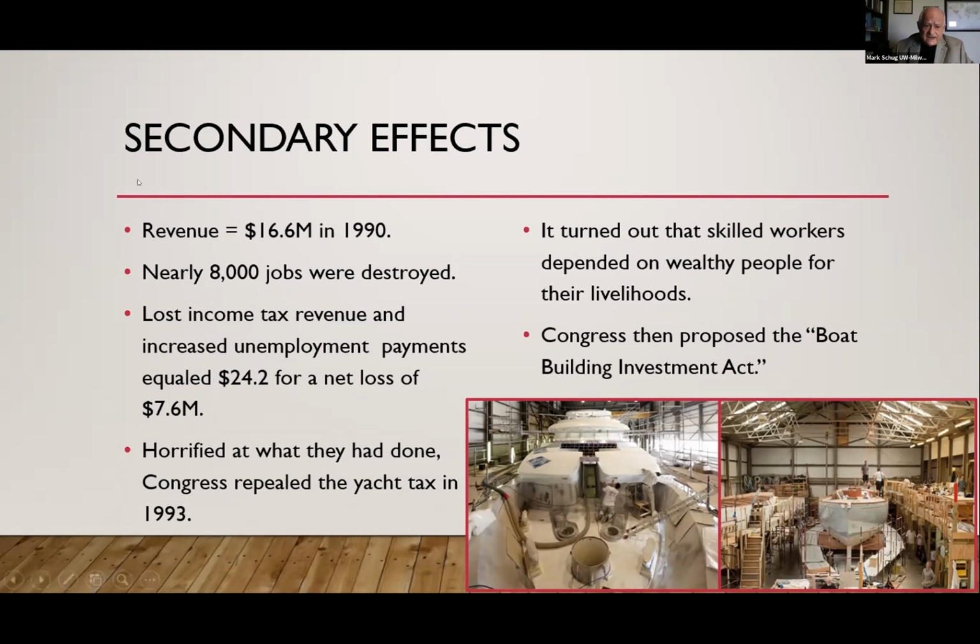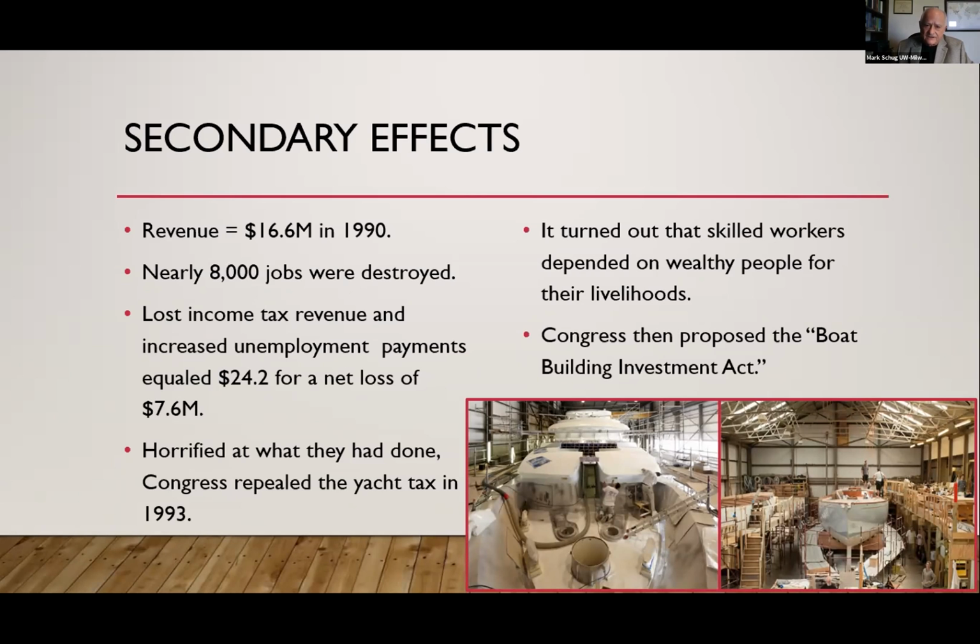And so when you take the lost income tax revenue and the increased unemployment payments, that was a 24.2 million loss. So a net loss of 7.6 million. Horrified of what they'd done, they canceled it, right? They repealed the tax. And then they immediately proposed the Boat Building Investment Act, which did not pass. But now they went and subsidized it.